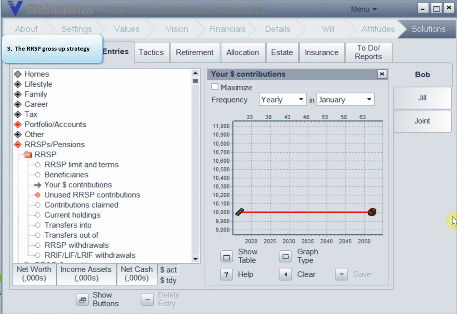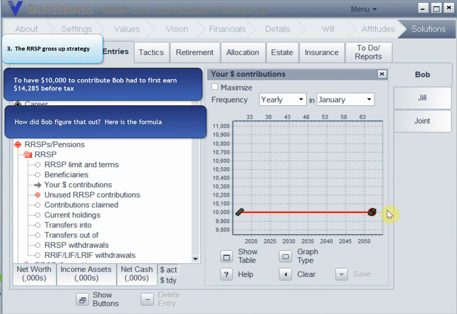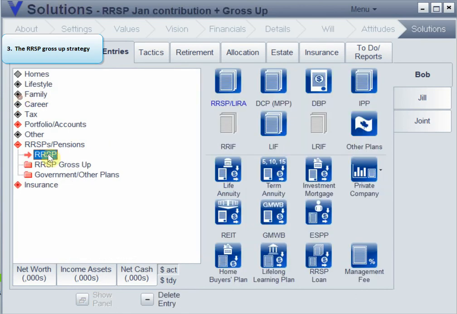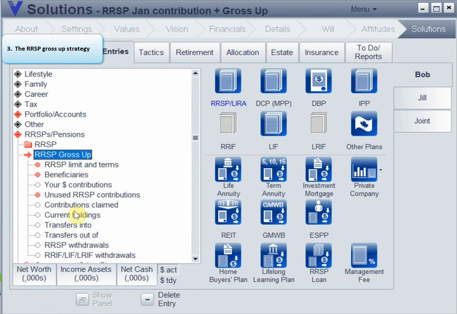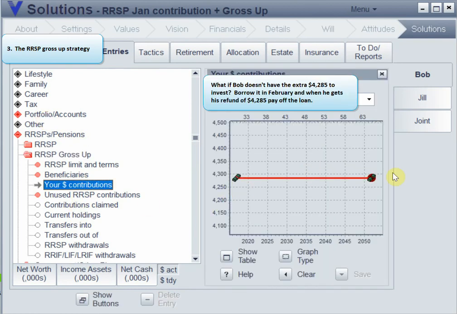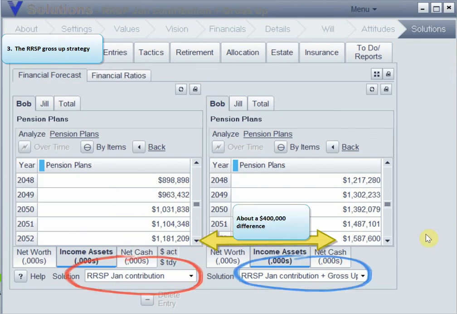Okay, before Bob was able to contribute $10,000 to his RRSP, he actually had to earn about $14,285, right? And then he pays the tax and he's left with $10,000. And I showed you the formula there to work that out. So what if he takes that $4,285 and he just contributes that to his RRSP like we've done here? So let's look at the comparison. And if we just go right to 2052, we can see that there's an advantage there by about $400,000.